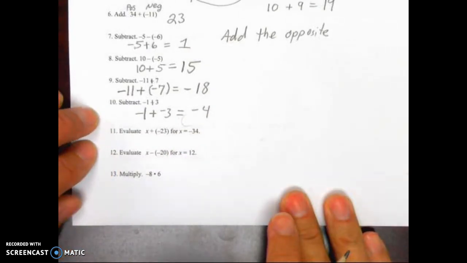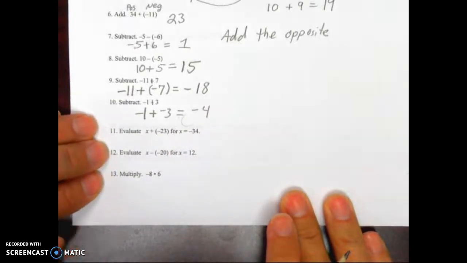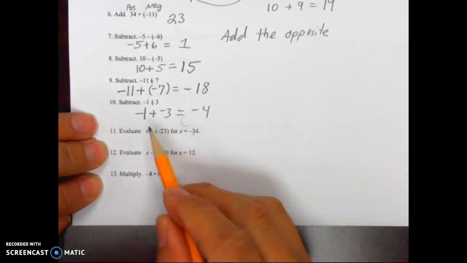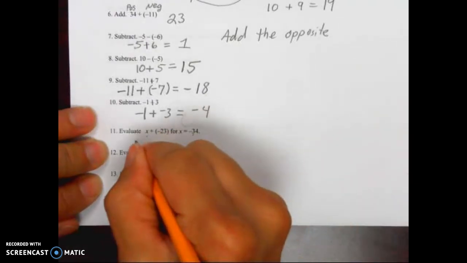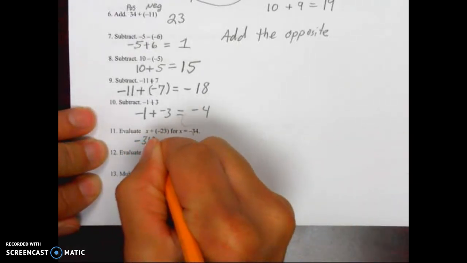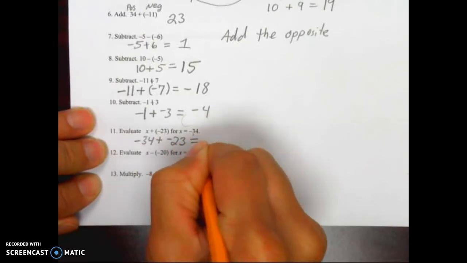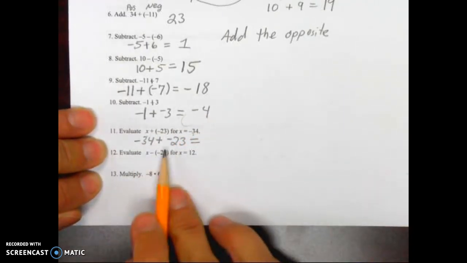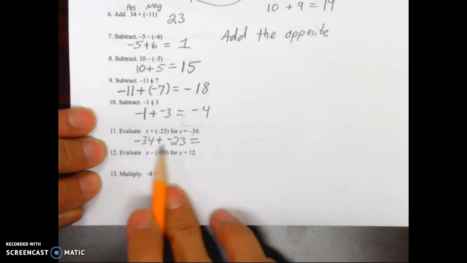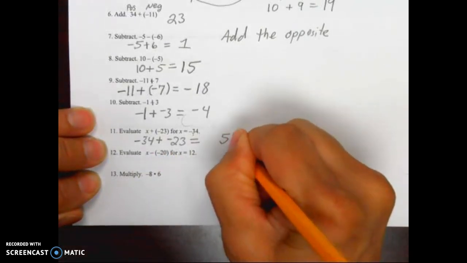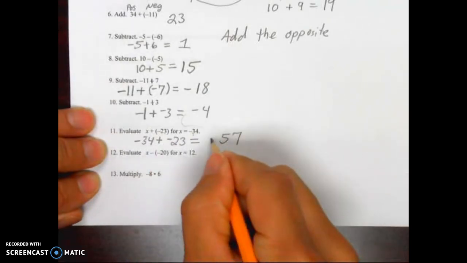All right, so we're back to evaluate. So that means I'm going to put this -34 wherever I see the value x. So I'm just going to put -34 plus -23. They're both negatives, same team, same sign, add them up. You get a 57. Go back and check the team. They're in the negative team.